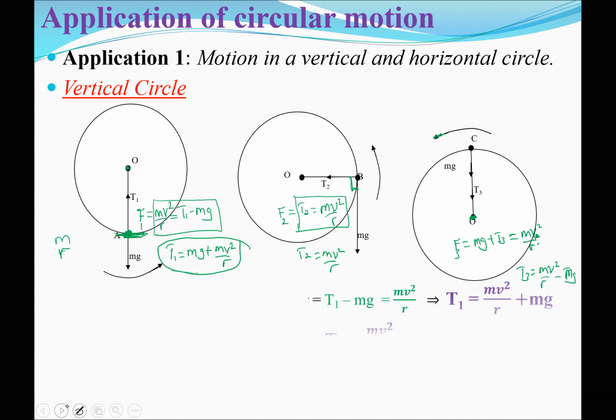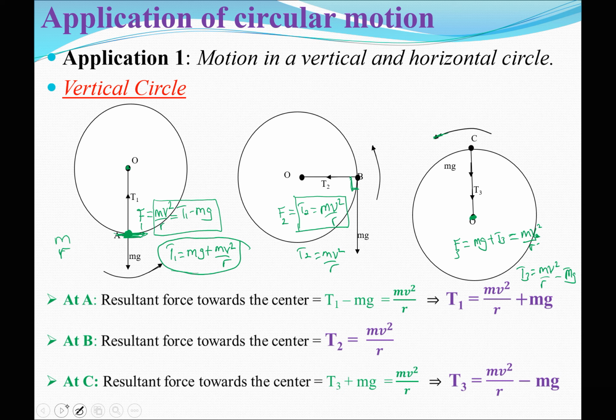Okay, so we have explored the resultant force towards the center at every point. We have seen what happens at A, and we have seen the tension. We have seen what happens at B, and we have seen the tension. And we have seen what happens at C, and we have seen the tension. And we are noticing that the tension T1 is the greatest, because it is mv squared over r plus mg compared to the rest. So most likely the string is going to snap when the object is at the bottom of its circle.